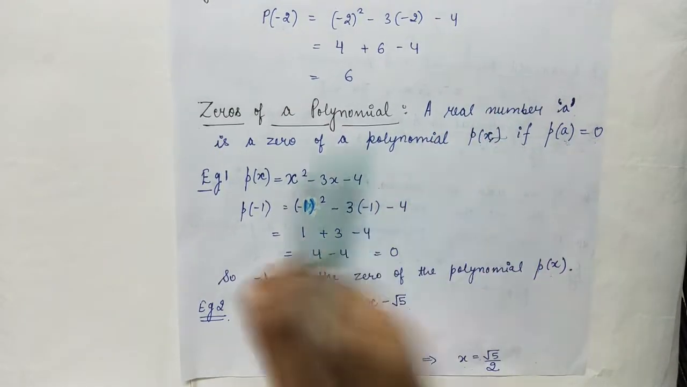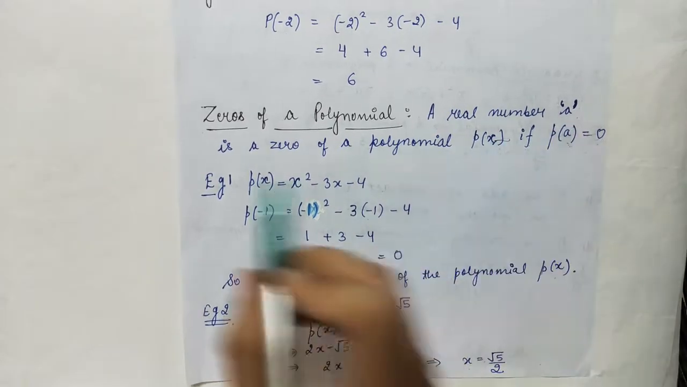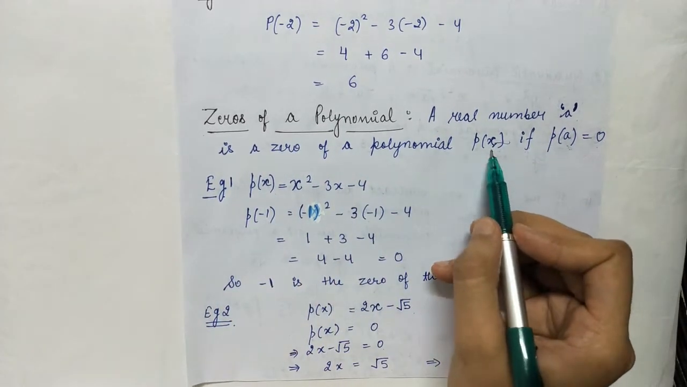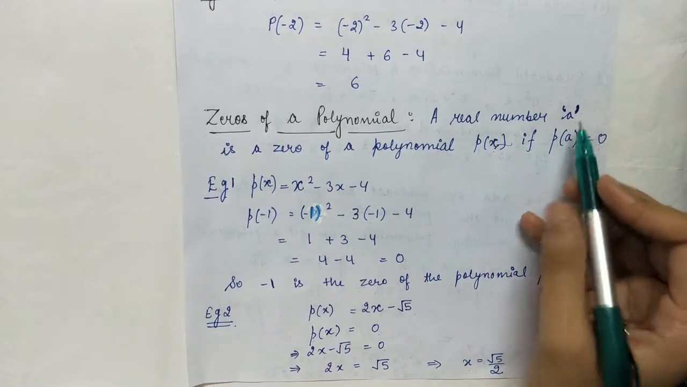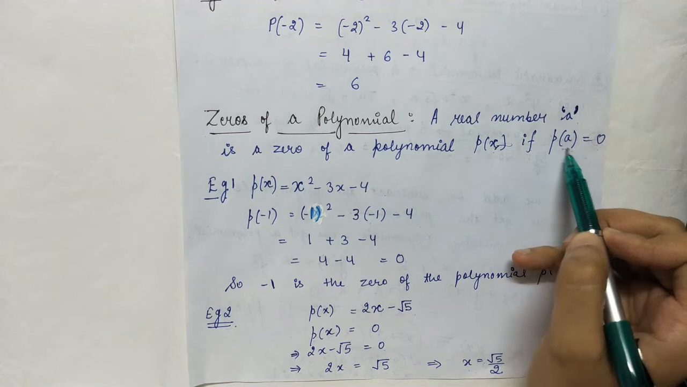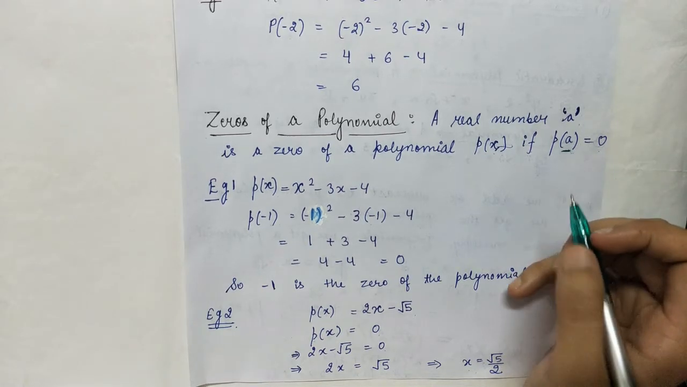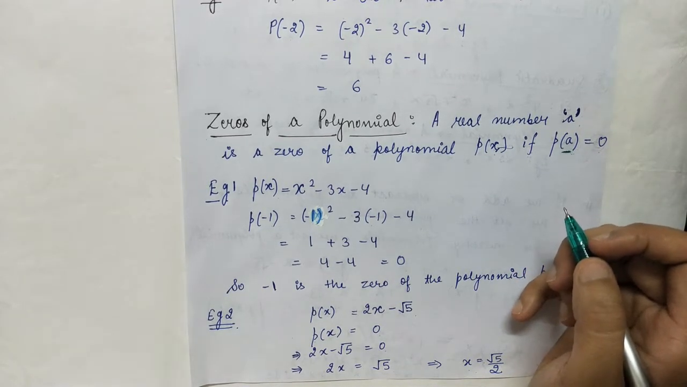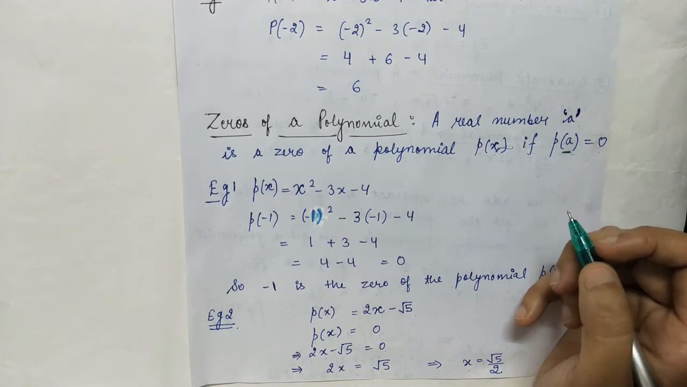Now we move on to what is the zero of a polynomial. A zero of a polynomial: a real number a is the zero of a polynomial p(x) if p of a is equal to 0. P of a means that you are given one point, at that constant the polynomial gives you 0. Zero of a polynomial वो वैल्यू है हमारे polynomial की जब कि वो पॉइंट पुट करने पे हमारा polynomial 0 बन जाए.